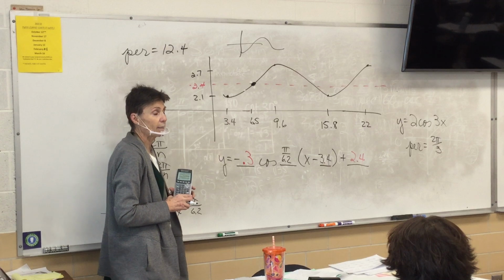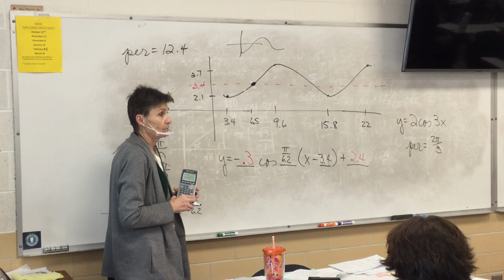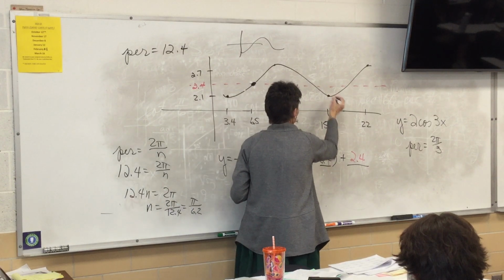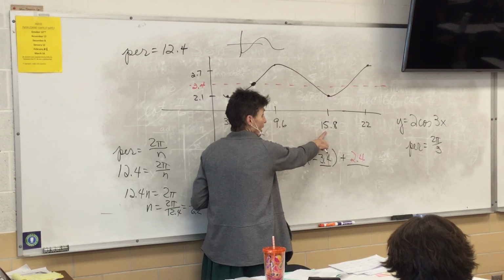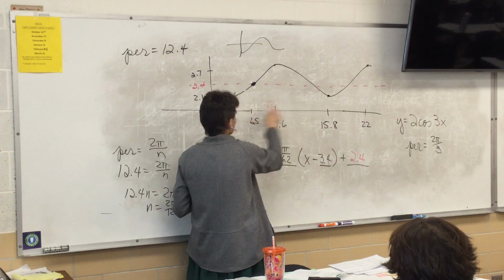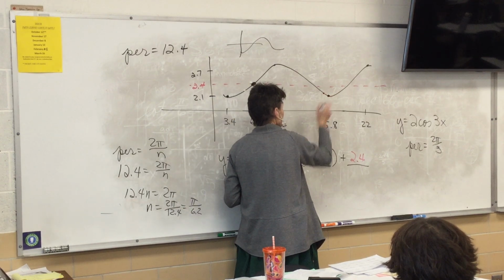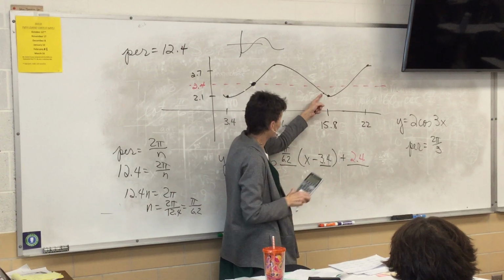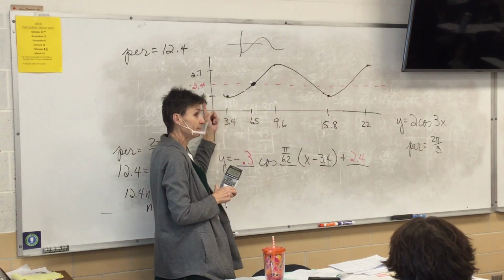What'd you get for 3 o'clock p.m.? 2.12, which makes sense. Remember, just after 3 o'clock we're at 2.1, so doesn't it make sense that before 3 o'clock we would be a little bit higher than 2.1?